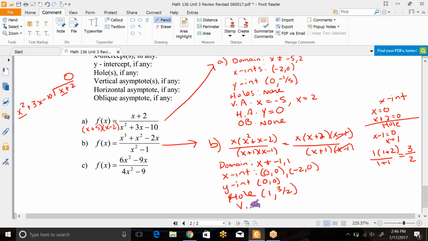Vertical asymptote, that would be anything still in the bottom. That's going to be x plus 1 equals 0. So that's x equals -1. Remember, that's an equation.